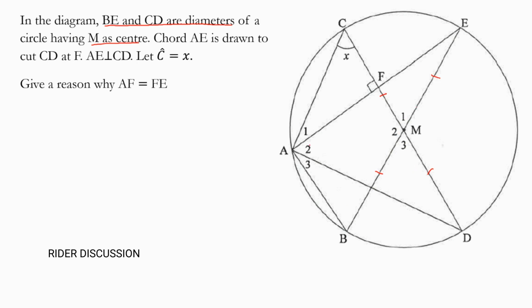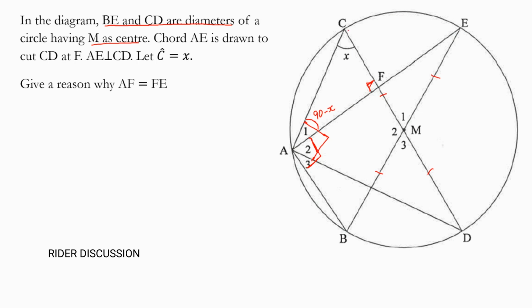BE is a diameter, so this angle here is 90 degrees. Remember, an angle subtended by a diameter is an angle in the semicircle. CD is also a diameter, so this angle is also 90 degrees. Just filling in information as much as possible. This angle is also 90 degrees, angle in the semicircle. If this angle is X, this one should be 90 minus X, because this angle is 90, this one is 90, and this one is 90 as given.